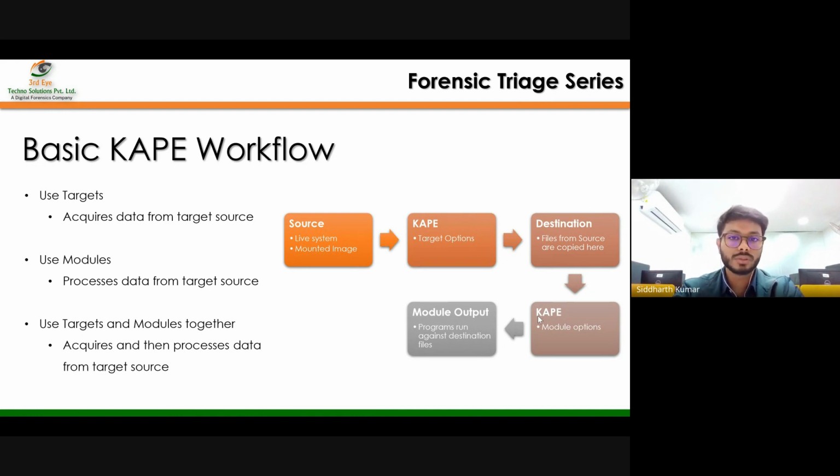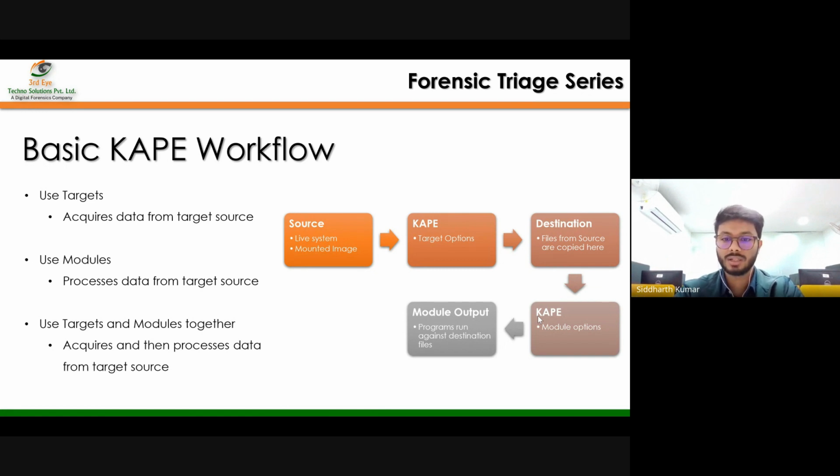Then if we are using the module section, that module section tells KAPE that we need to process the data from the source. Now the source again can be your live system or it can be your image, right? What if I use both of these options together? Then it commands the tool that first the user will be acquiring data from a particular source and dumping it onto a particular folder. From there, when the acquisition is complete, use the programs within the module section to process that acquired data from the target source.